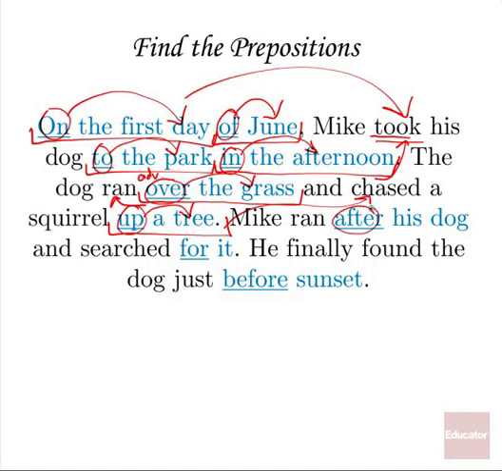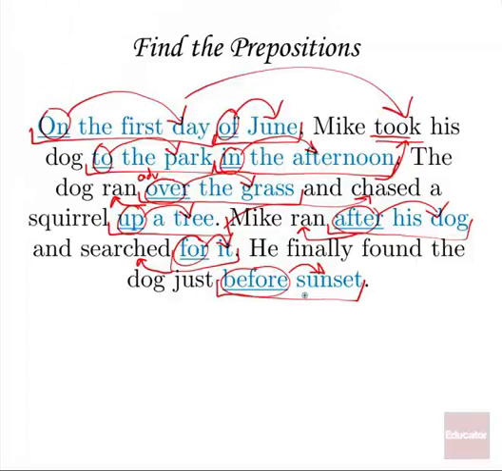Mike ran after his dog. Preposition after, object dog. Whole prepositional phrase modifies ran again. And searched for it, modifying searched. He finally found the dog just before sunset. Whole prepositional phrase modifying found.